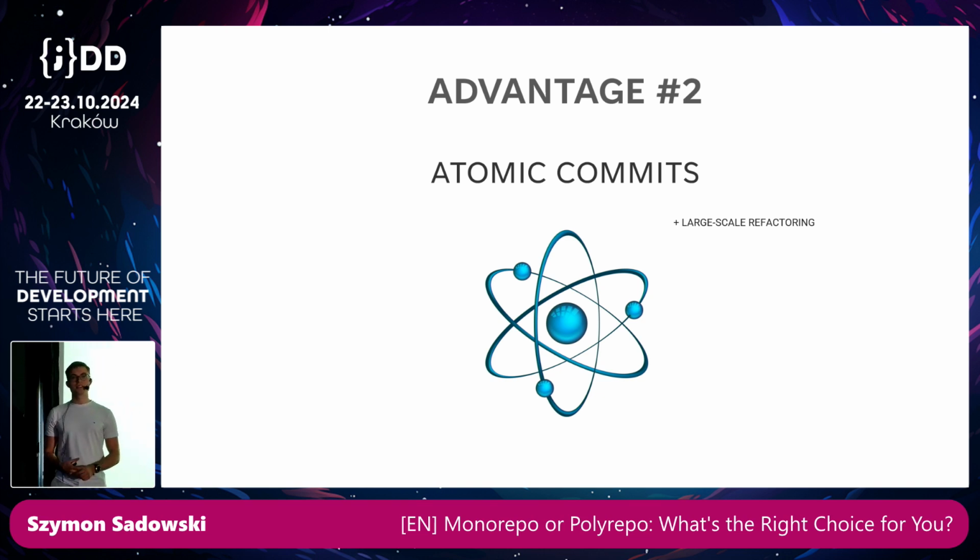However, in a Monorepo, since we have a common repository and a common CI/CD solution, we can merge one atomic commit, making changes in both those services and push out those changes at once. That's why we don't have to ensure any backward compatibility, and we can have those changes right away. And large-scale refactoring is also very, very useful.